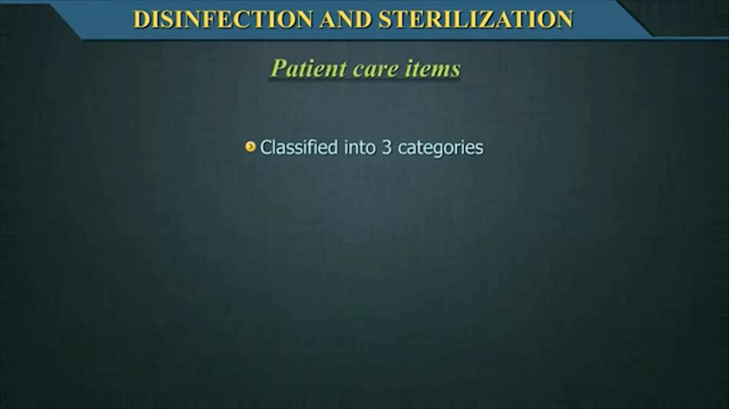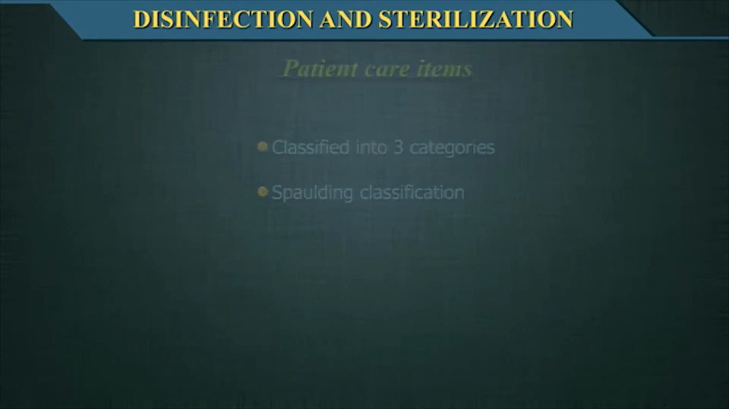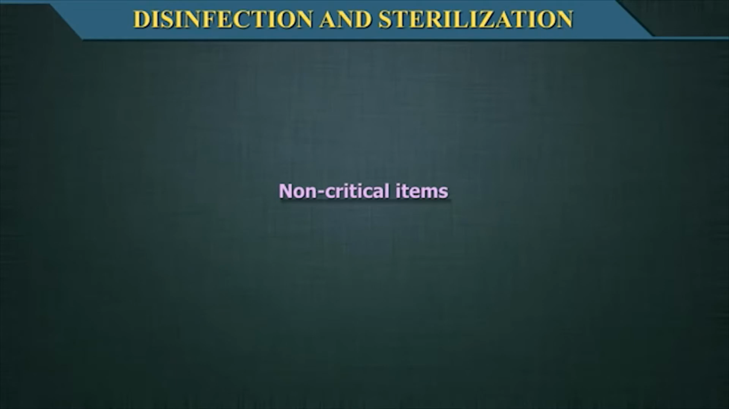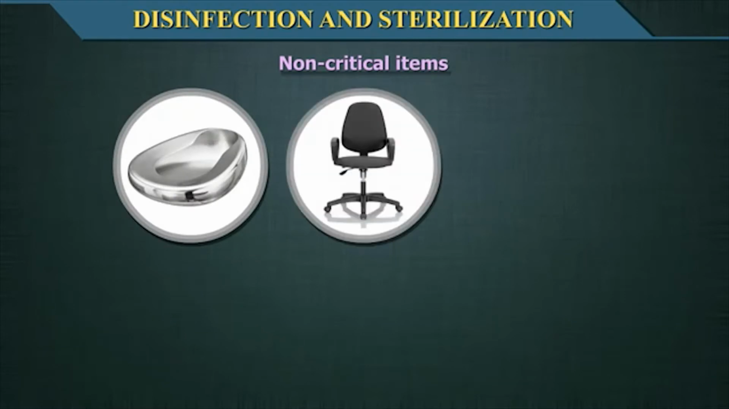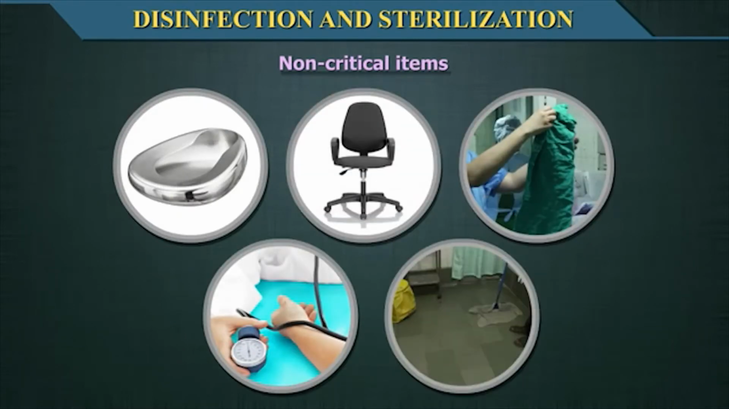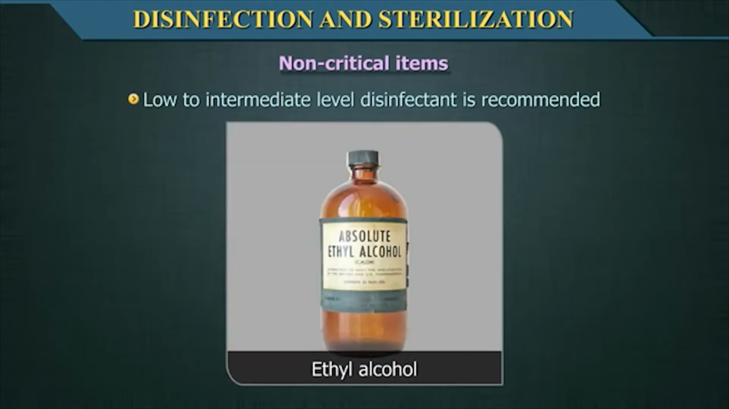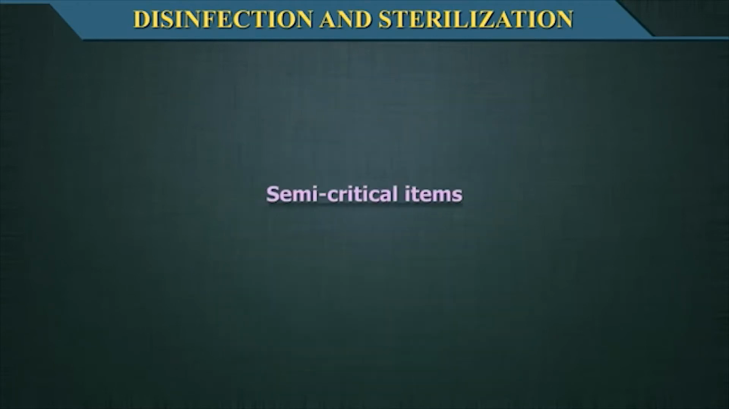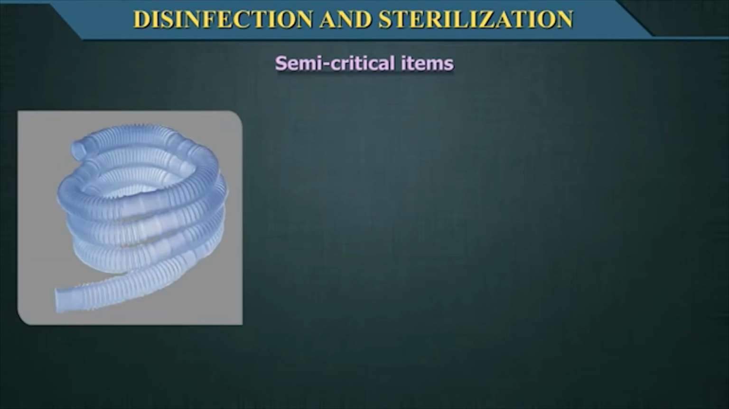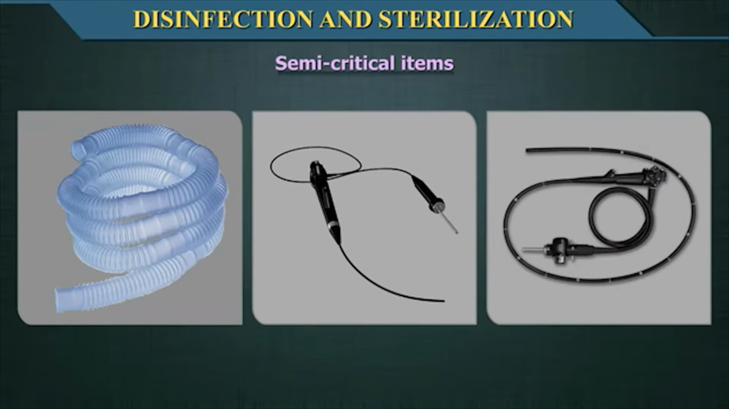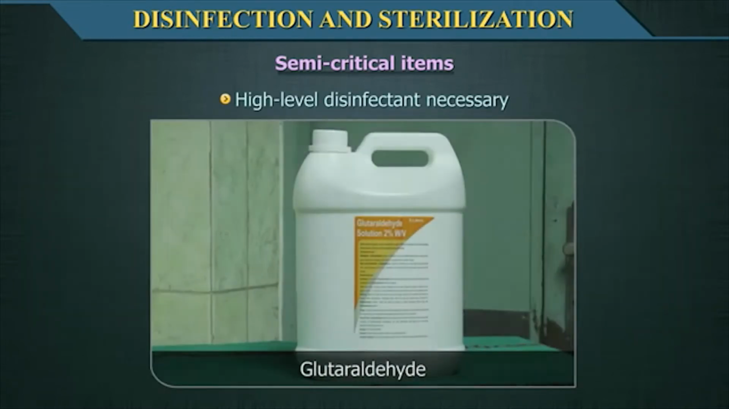The patient care items are classified into 3 categories according to the risk of infection presented. It is also called the Spaulding classification. The non-critical items come in contact with intact skin, not with mucous membrane, for example, bedpans, chairs, linen, BP apparatus, walls, and floors. Low to intermediate level disinfectants are recommended, for example, ethyl alcohol. Semi-critical items come in contact with mucous membrane and non-intact skin, for example, respiration tubings, bronchoscopes, endoscopes. High-level disinfectant is necessary, for example, glutaraldehyde.